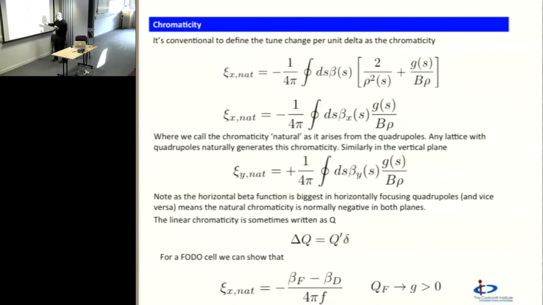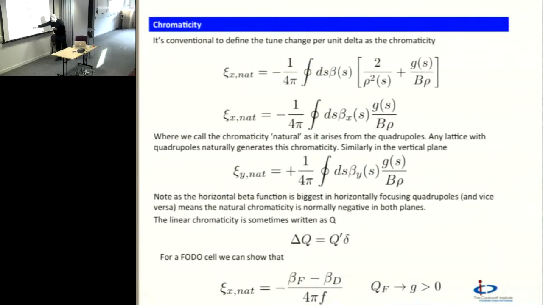The reason is that for the horizontal beta function, in the FODO lattice, beta x was biggest in a horizontally focusing quadrupole. So we have a horizontally focusing quadrupole, that's positive, that's biggest, so we get the biggest contribution horizontally from the focusing quadrupoles with a minus sign, so overall the chromaticity is negative. In the vertical plane, we care about the vertically focusing quadrupoles, where G is negative, and beta y is naturally biggest, so the contribution is going to be biggest from those, and it's going to be negative. Because in a vertically focusing quadrupole, if you go back to our lectures 4 or 5 weeks ago, G was negative. So chromaticity is naturally negative in both planes. Not a very intuitive result, but it is.